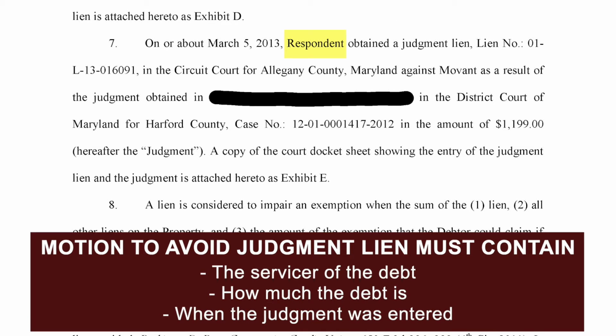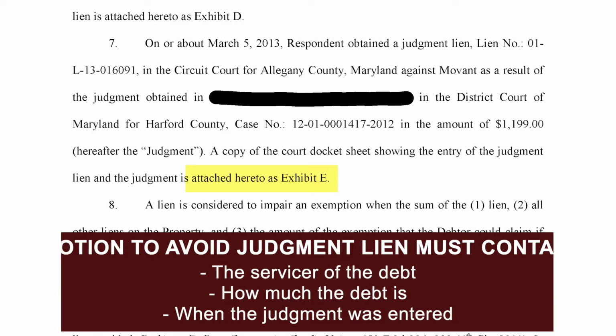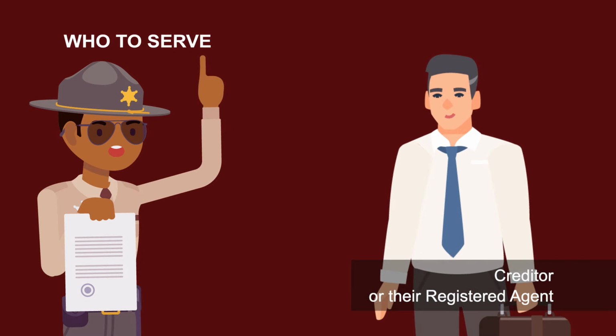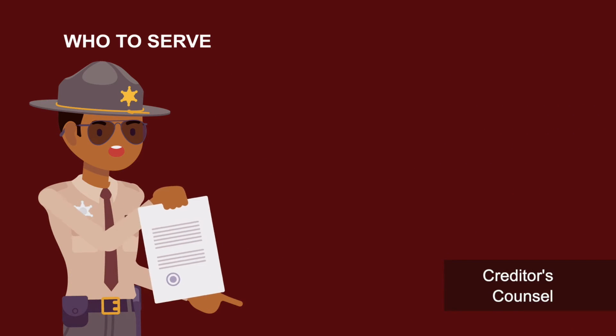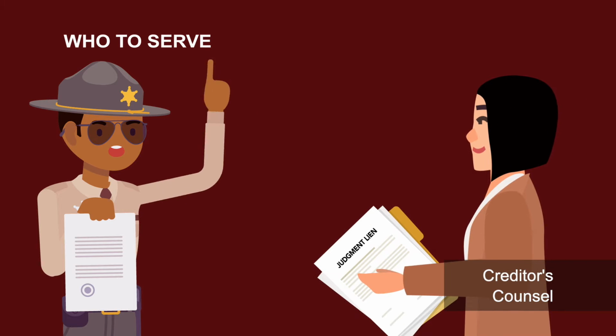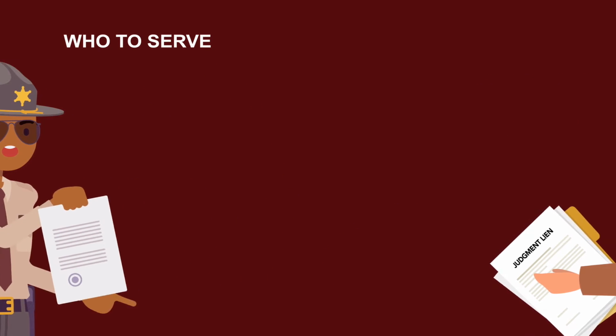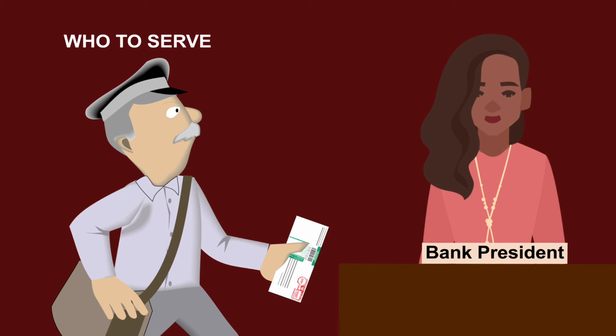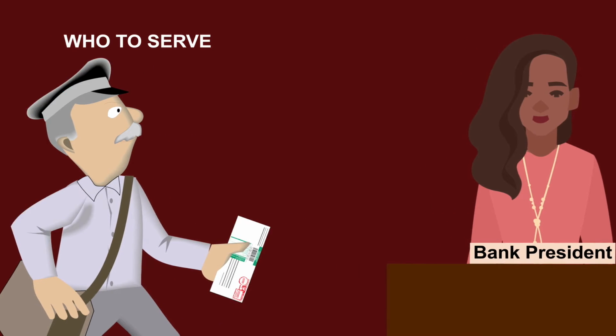The motion must contain the servicer of the debt, and it must contain how much the debt is and when the judgment was entered. All of these things must be attached to the motion itself. In addition, you must serve the registered agent of the creditor and any counsel that the creditor had in the original case, and via certified mail, you must also serve the president if the creditor for the judgment lien is a bank.